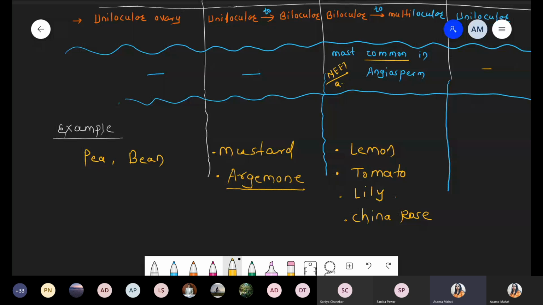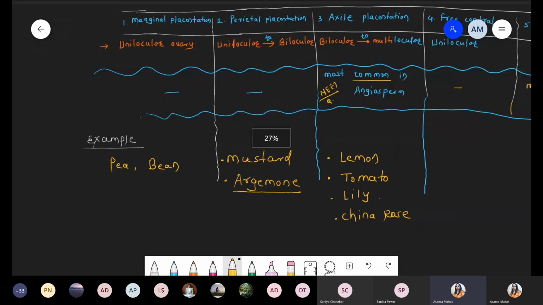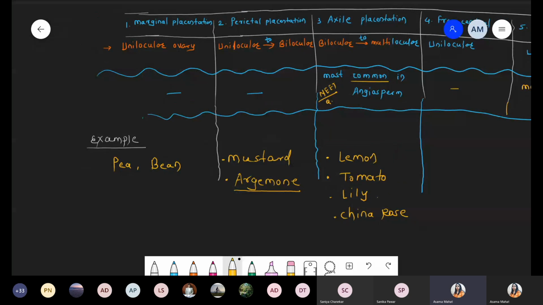China rose is coming in many places. In case of flower position, we also discussed China rose. In case of stamen, also China rose. In case of ovary, China rose is also there. That's why I must say this chapter creates confusion, because there are many examples and those examples are repeating so many times. So this chapter requires more revision. So lemon, tomatoes, lily, China rose, these are the examples of axile placentation, which is the most common.